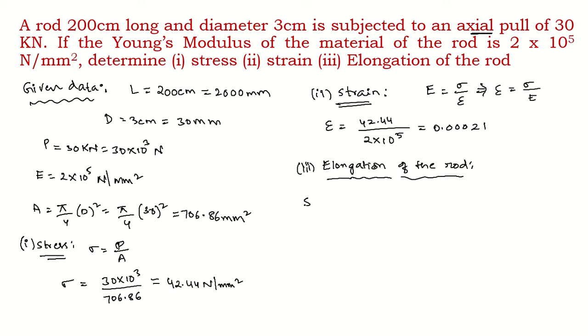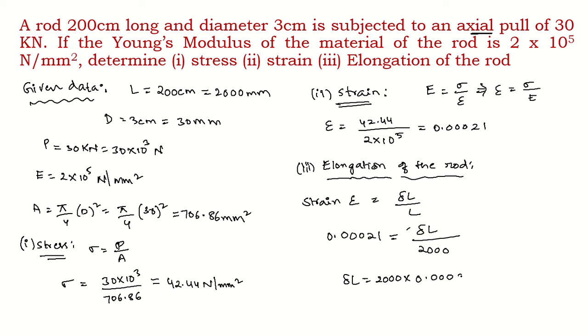So for this, let's take the basic formula of strain, which is change in length by original length. I already know the strain value as 0.00021, which is equal to delta L, the change in length I need to calculate, by the original length given, 2000. So finally, delta L is 2000 into 0.00021. So finally I get the answer as around 0.424 mm. So like this we calculate stress, strain and elongation.